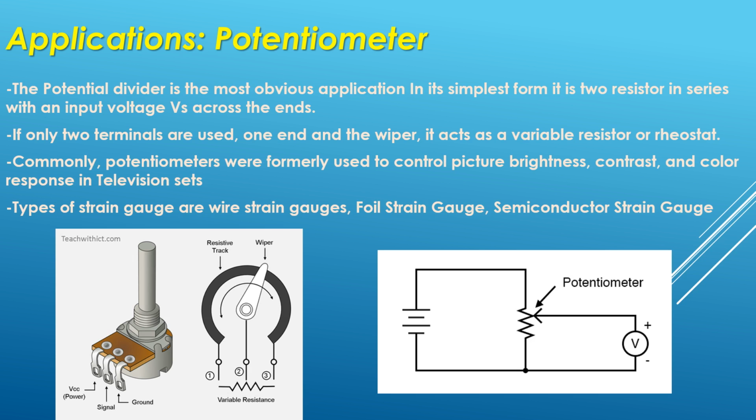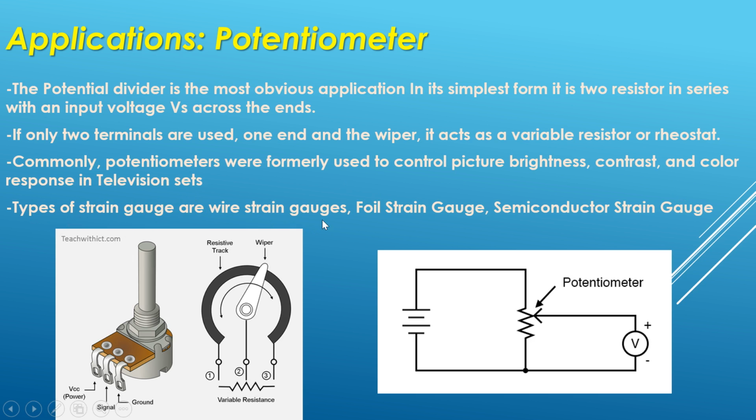Now I'm going to present the first application that I have chosen, the potentiometer. The potentiometer in its simplest form is two resistors in series with an input voltage across the ends. If only two terminals are used, one end and the wiper, it is a variable resistor or rheostat. Commonly, potentiometers were formerly used to control picture brightness, contrast, and color response in television sets.